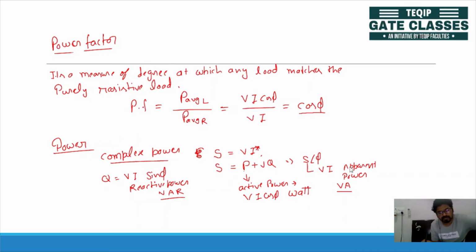S is the apparent power. It is the total power transferred from source to load. And this P, the real part of this complex power, is the active power, the useful power. The component of apparent power that is useful is our active power, and the component of apparent power that is not absorbed in the circuit is called reactive power, it is VI sin phi. Here this phi is your power factor angle.